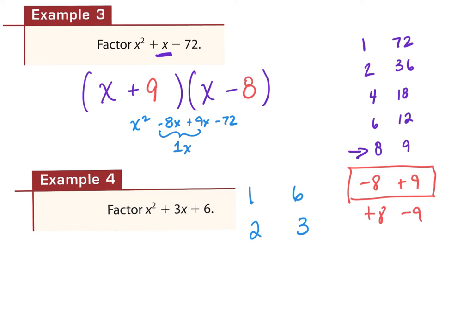To get a positive 6, they both have to be positive or both have to be negative. And my middle term is telling me they're both positive. Do any of those add up to 3? They don't. He's prime. Okay? So there are going to be cases where you're given one of these and it does not work and it is prime. It is not factorable. All right?